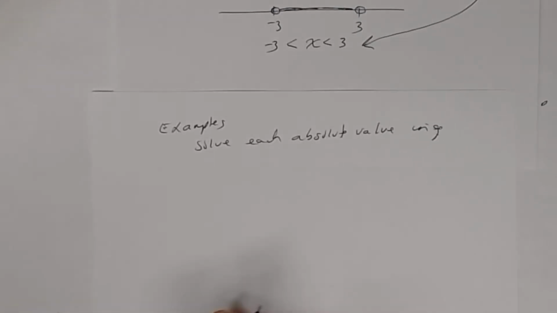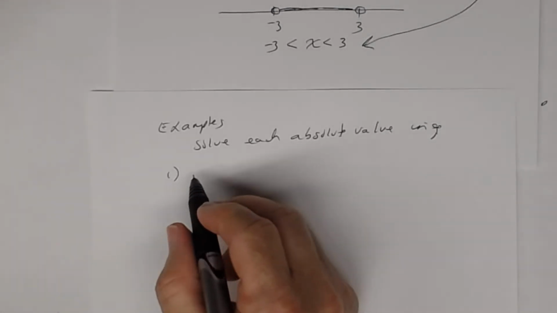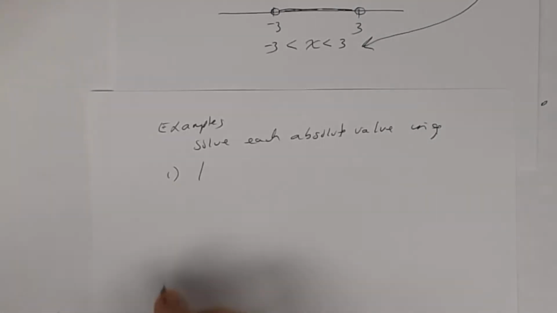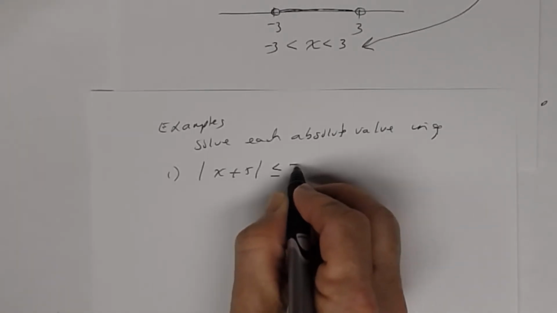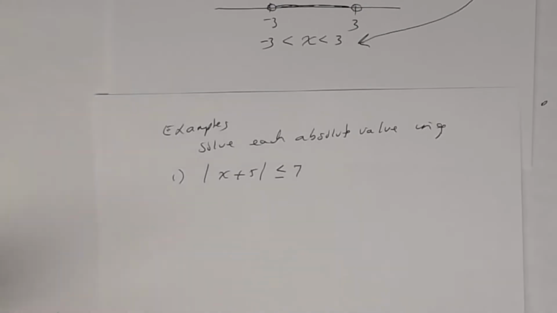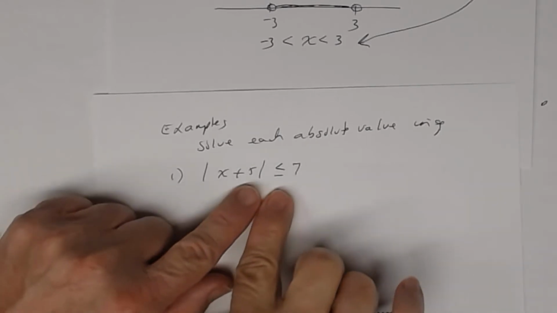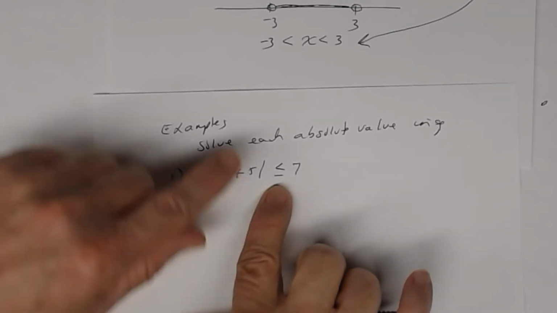Okay? All right, so number 1. Let's suppose we had the absolute value of x plus 5 is less than or equal to 7. The absolute value of x plus 5 is less than or equal to 7. Okay. Now we're dealing with an absolute value less than inequality. In this case, it's less than or equal to.